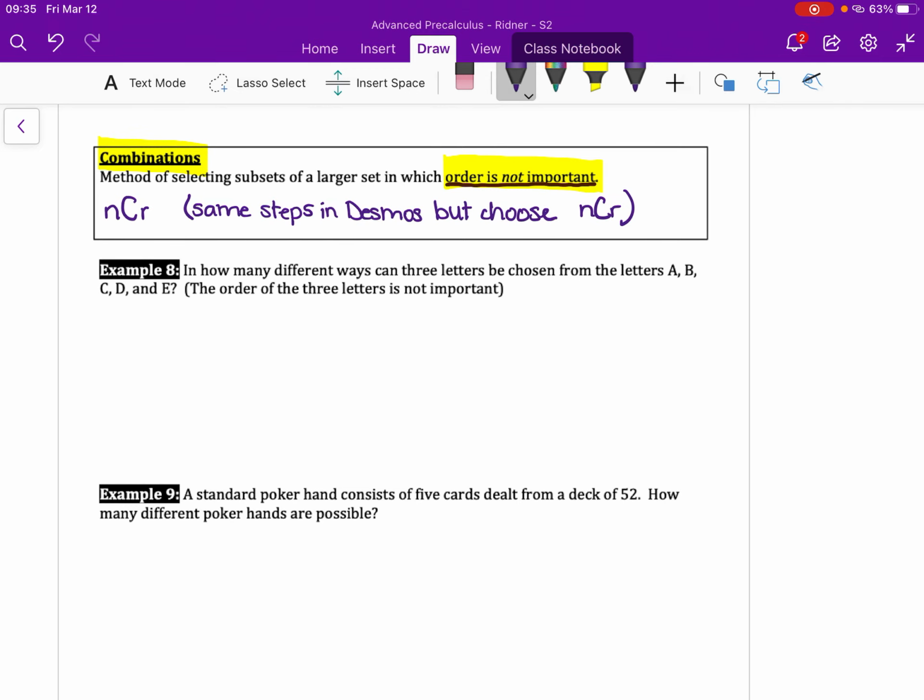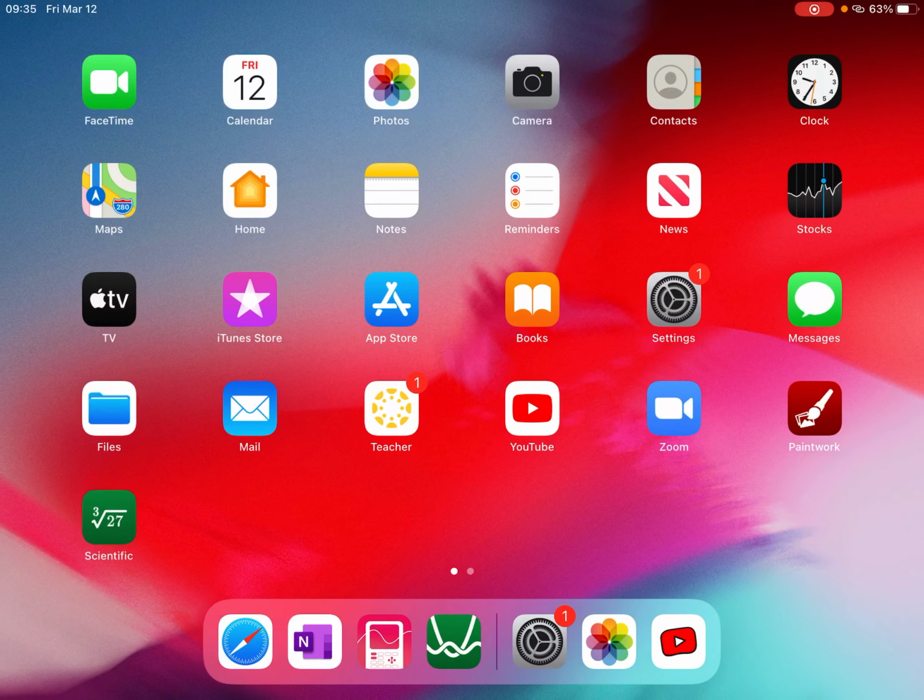So for instance, in how many ways can 3 letters be chosen out of 5 of them? So A, B, C, D, E is 5 letters, and we are choosing 3 of them. So in Desmos, we're going to type it like this. Again, there is a formula. It's not as simple as the permutation one, so Google that on your own. But nCr 5, choose 3.